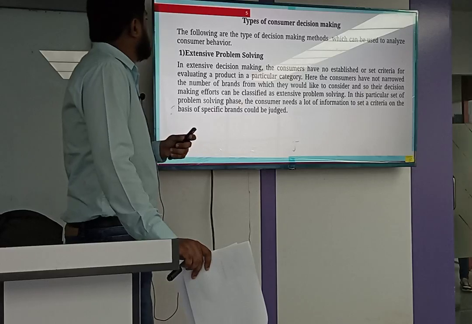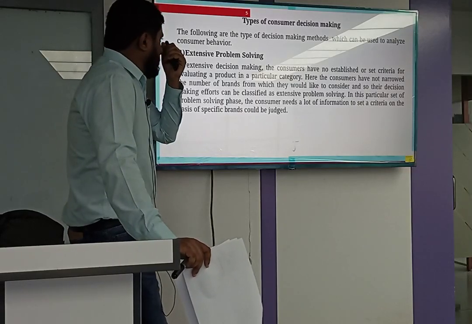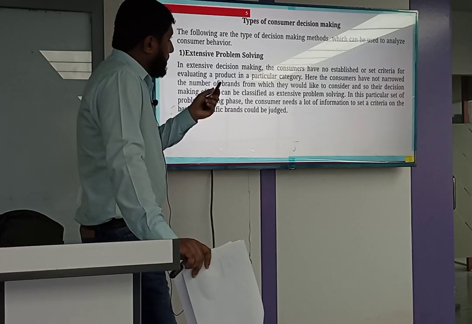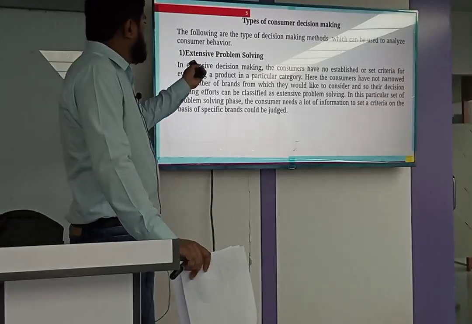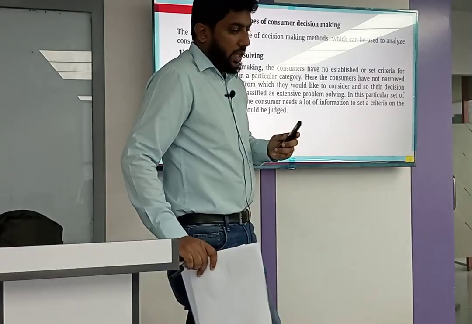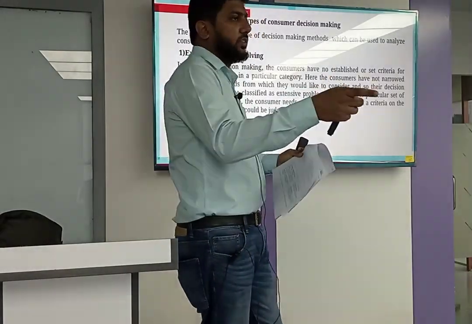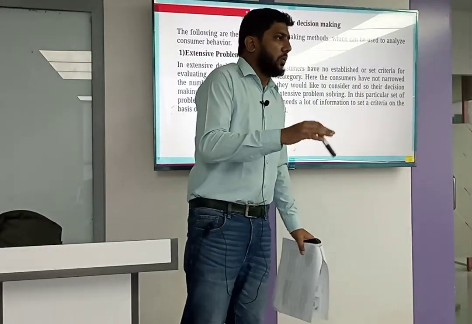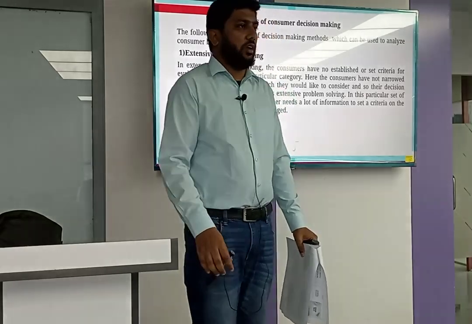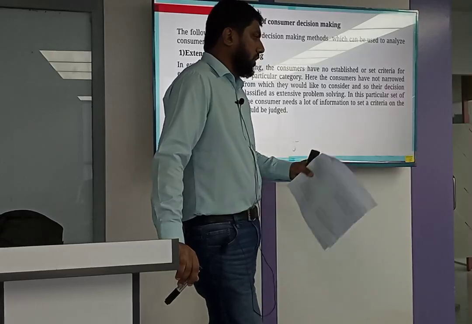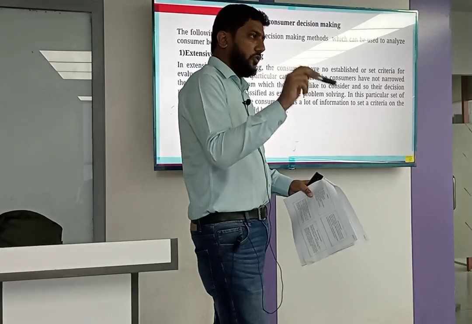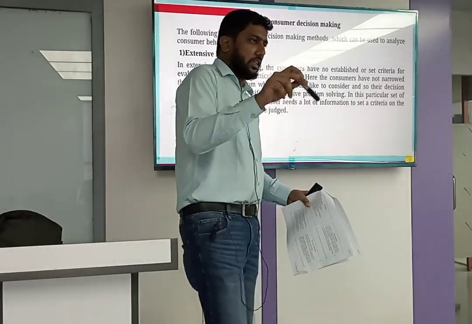So, types of consumer decision making. The following are the types of decision making methods. There are different types of consumer decision making process. First is extensive problem solving. Forget the theory. As you said, you need a mobile, but suppose you don't have any idea about the brands and mobiles. So you can do evaluation and seek the best option. Which one is good, which one is bad. If you have an idea, then you can do evaluation: this is good, this is bad.